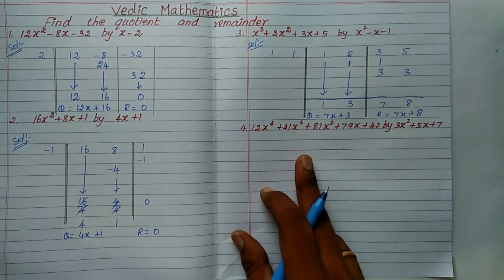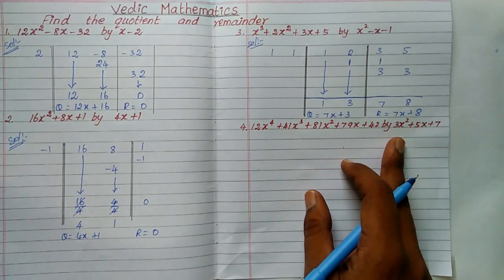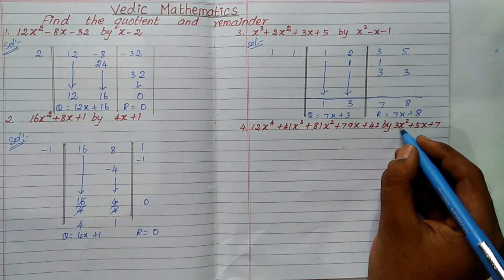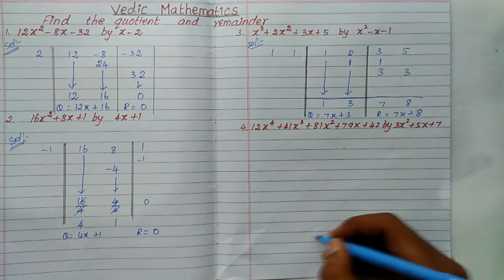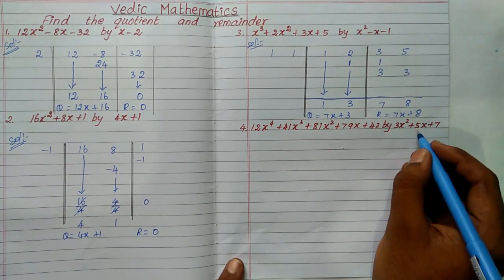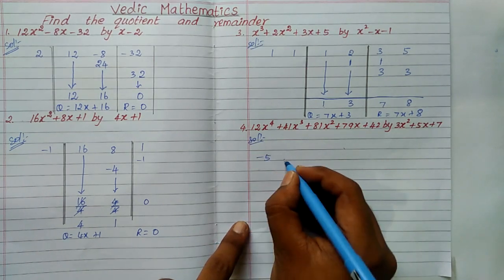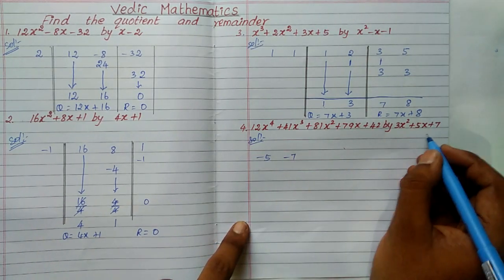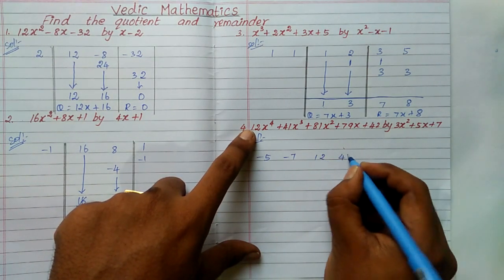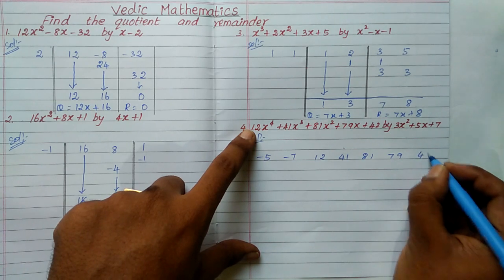Next, biquadratic and quadratic polynomial. Now we have 3, so for the remainder we have to divide by 3. Now I will take minus 5 first. Minus 5, minus 7. Next division, what is the value? We have 12, 41, 81, 79 and 42.